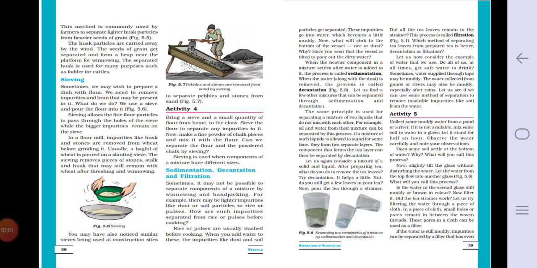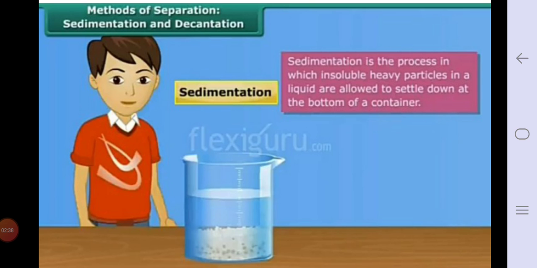Have you seen how the vessel is tilted to pour out the dirty water? You might have seen how your mother drains out the water which we don't want in the rice, and by washing 2-3 times we get the clean rice for cooking. When the heavier component in a mixture settles after water is added to it, the process is called sedimentation. And when water is removed, the process is called decantation. Now these two processes we are going to study today. You will understand more when you watch these pictures.